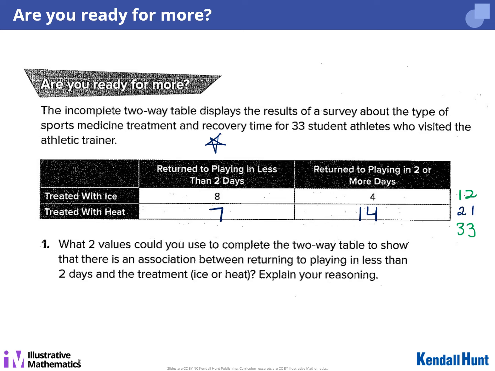So here I could look at 8 is double 4, and 7 is half of 14. This gives me some pretty drastic comparisons when looking at whether students treated with ice are able to return faster than students who are treated with heat. Is there another possible solution? Maybe. It might be worth digging into.